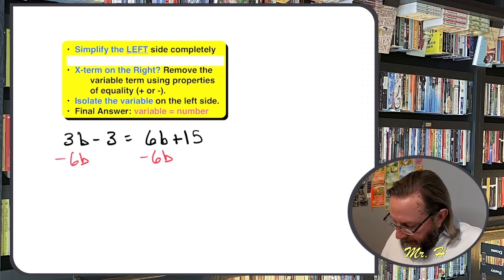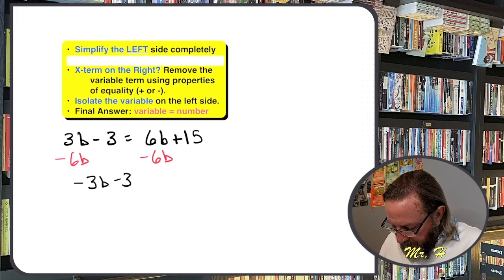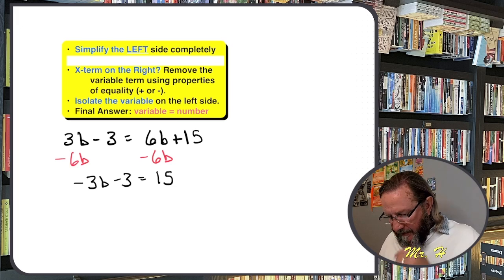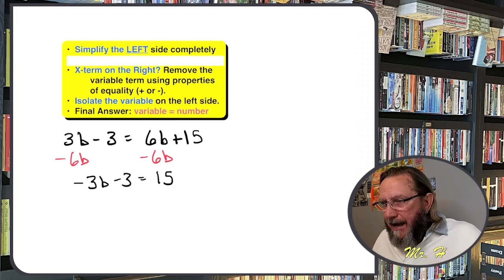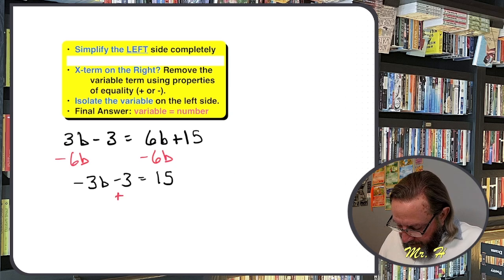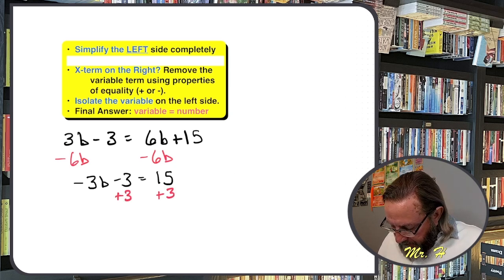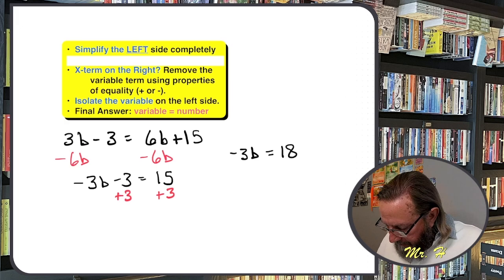So on the left-hand side now, we're going to have 3b minus 6b. That's going to be a total of negative 3b. We've got the minus 3 still hanging out. And over here on the right-hand side, we've got 15 hanging in there as well. We need to isolate that variable. We're going to add 3 because that's the opposite of minus 3. We're going to do that to both sides. And that's going to leave us with negative 3b equal to 18.